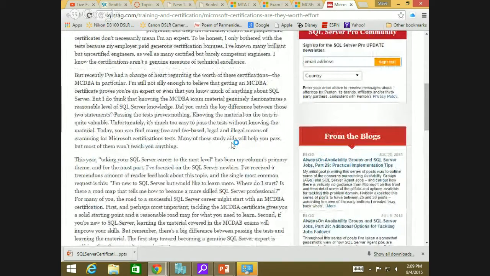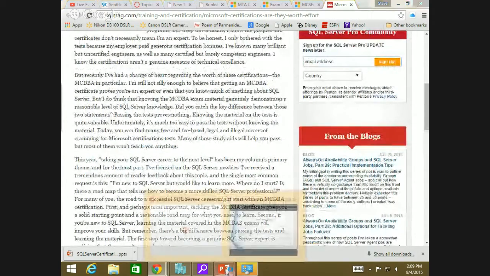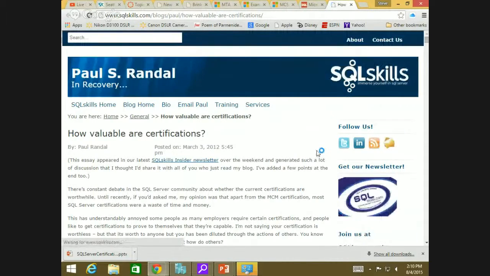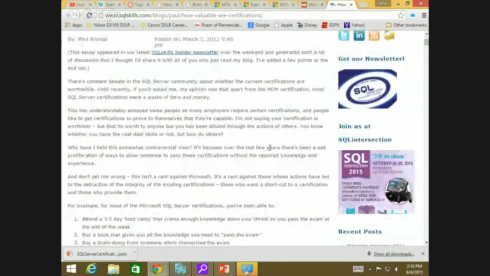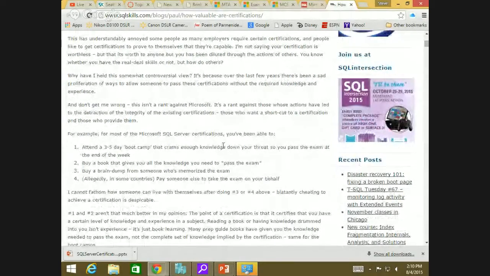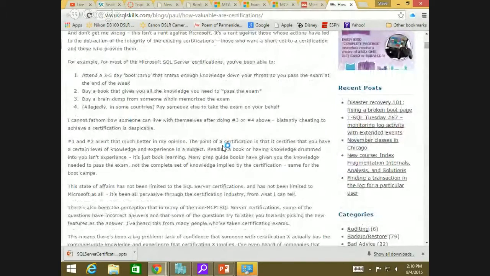I had a couple of others, so let's go back if I can to the PowerPoint slide. That was one person who just said that knowing the information on that is valuable, but passing the test doesn't do that. And then there's a constant debate in the SQL Server community about whether their certifications are worthwhile. And most of them say that they were a waste of time and money. It's a rant against those, basically because there are so many test dumps.